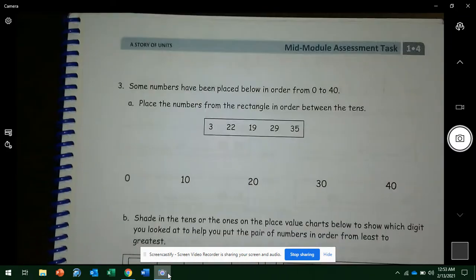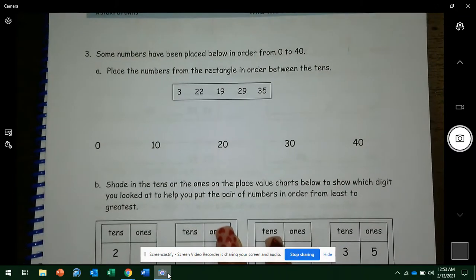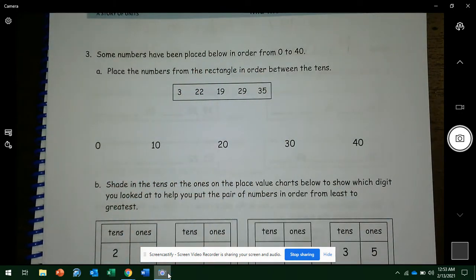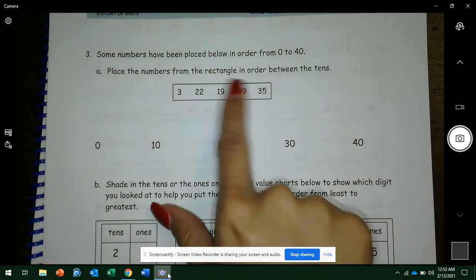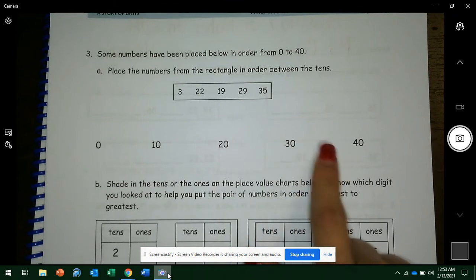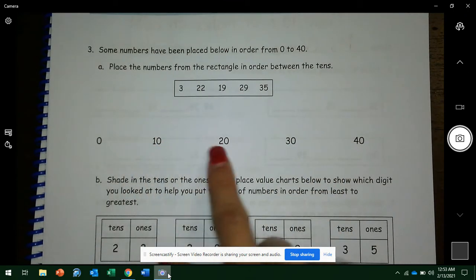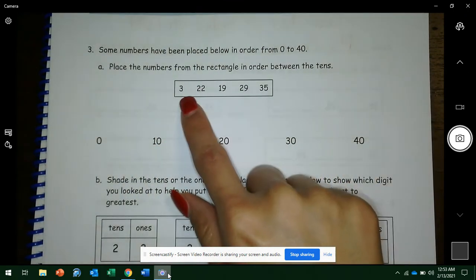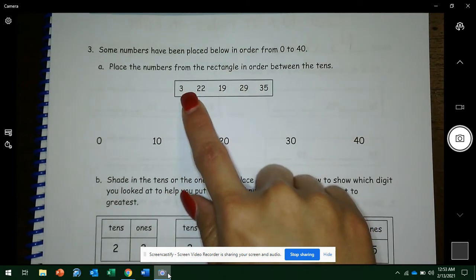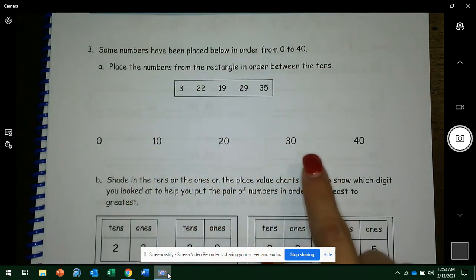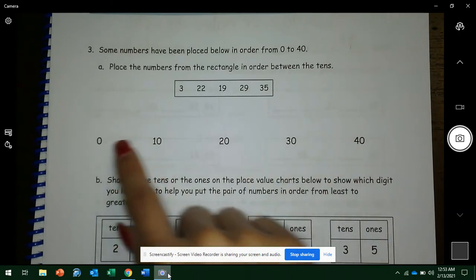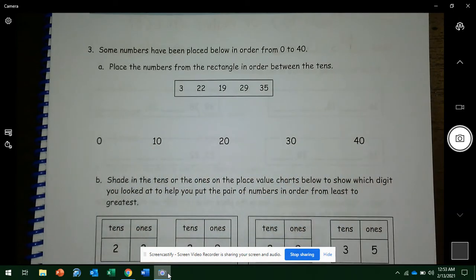Then you have number 3. It says, some numbers have been placed below in order from 0 to 40. Place the numbers from the rectangle box, which are these, in order between the tens. So down here you have 0, 10, 20, 30, 40. All the numbers that you see in the rectangle box, one by one, you're going to say, okay, where does 3 belong? And put it where it belongs. Then go to the next number, put it where it belongs, in between the tens.